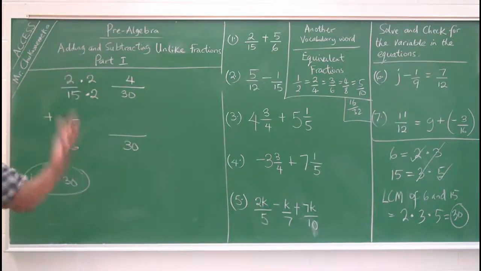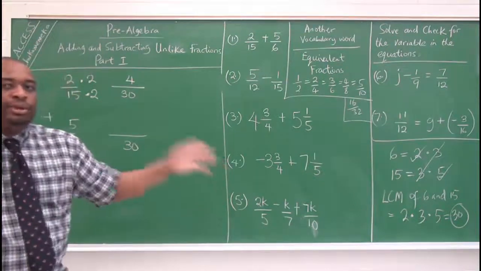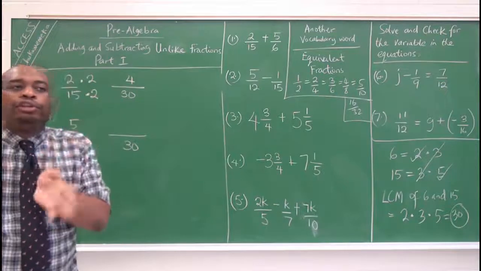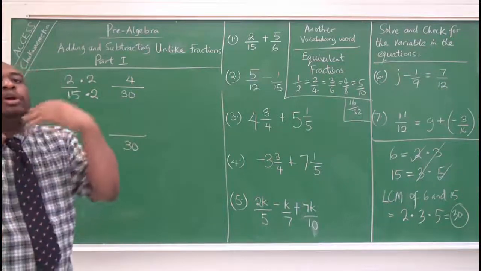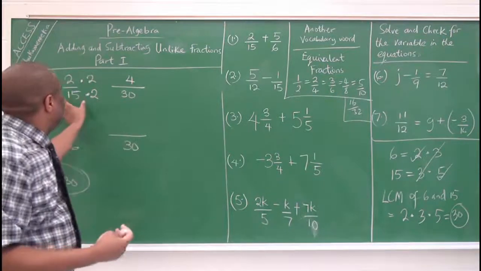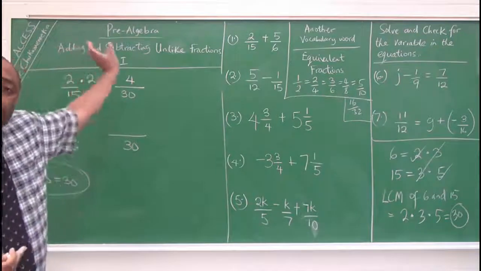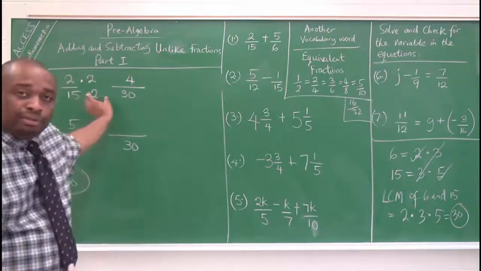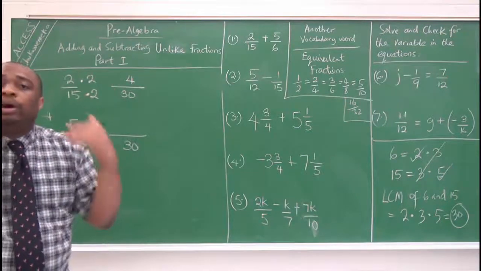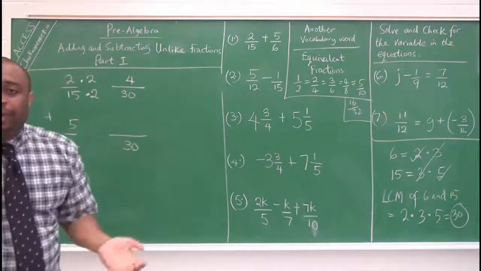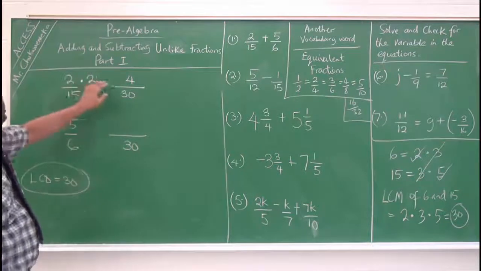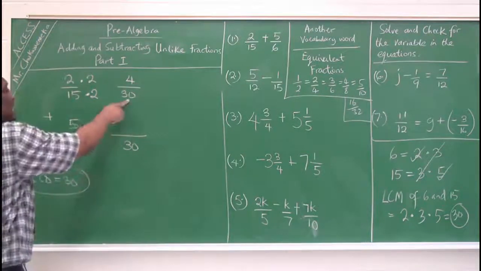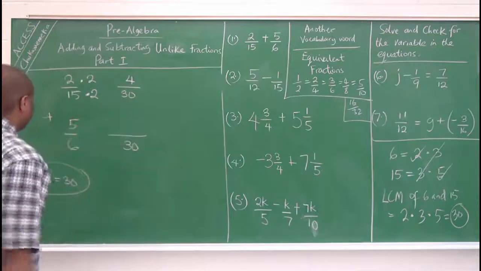Because you ask yourself, what will you do to 15 to give you 30? You multiply by 2. And then, for you to have an equivalent fraction, whatever you do to the denominator, you still have to do to the numerator. If we have to multiply the denominator by 2, then we also have to multiply the numerator by 2. So this gives you 4 out of 30. And you see, it's still the same thing, but it now has a different denominator.